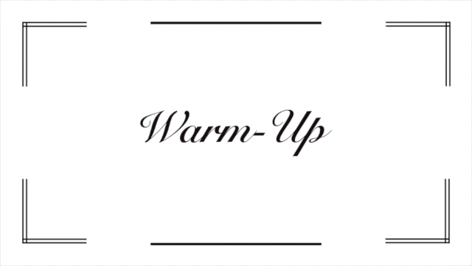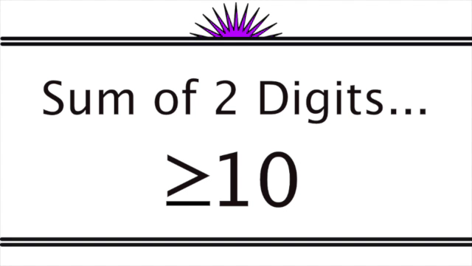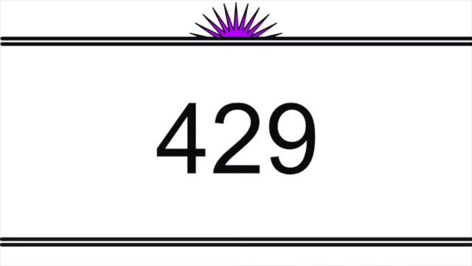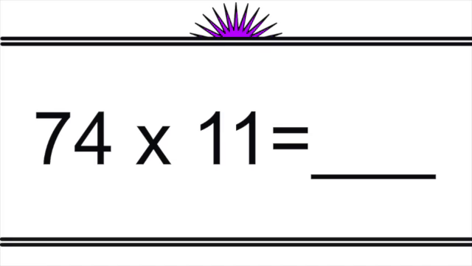Again, we'll start with the warm-up. In all of these equations, the two digits will add up to either 10 or greater. So for every one of them, you will be carrying the 1. Get ready and go. 39 times 11. 429. 74 times 11.